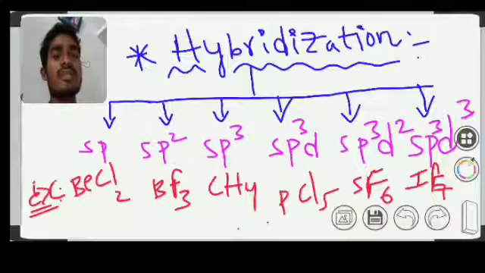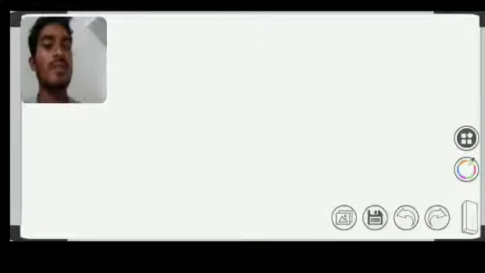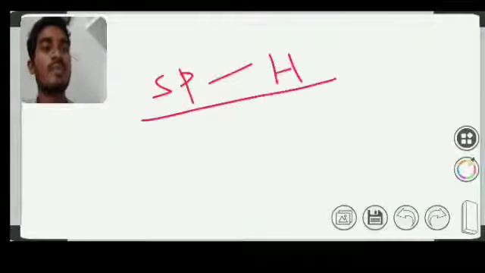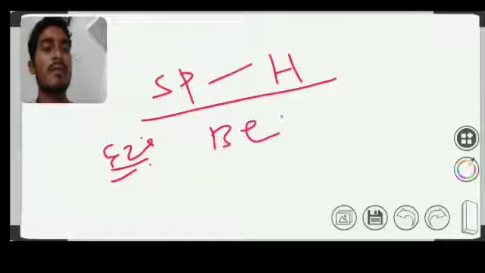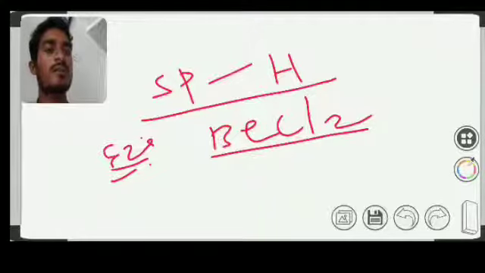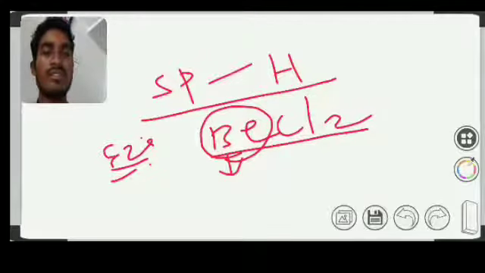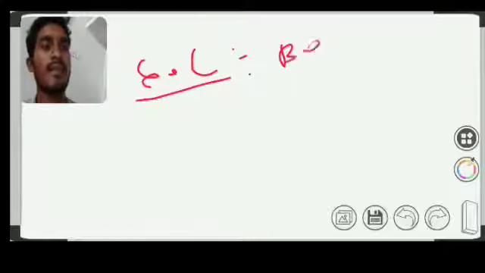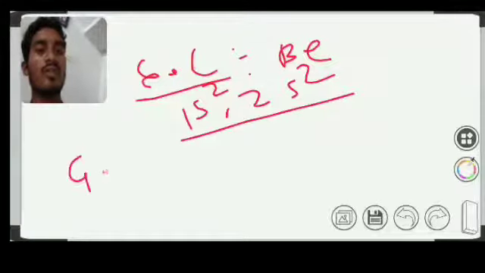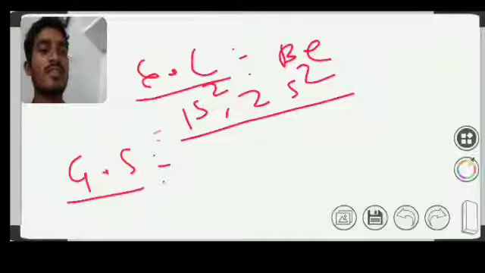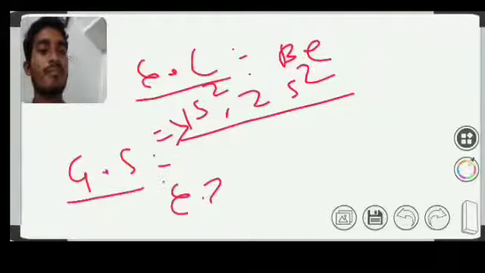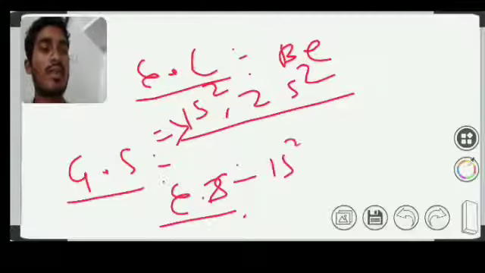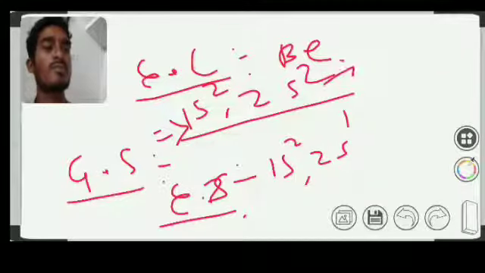Now we will see the hybridizations one by one. First, sp hybridization. The best example is beryllium dichloride, where beryllium is the central atom. Now we see the electron configuration of the beryllium atom: 1s2 2s2. Beryllium's atomic number is 4, right? This is the ground state electronic configuration. Now we will see the excited state, ES: 1s2 2s1, where one electron jumps from 2s to a 2p orbital.